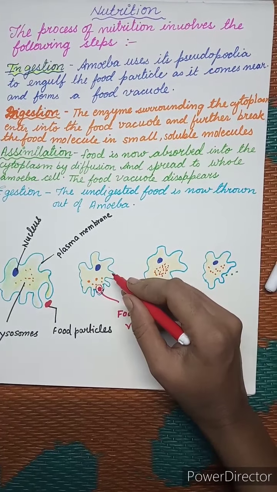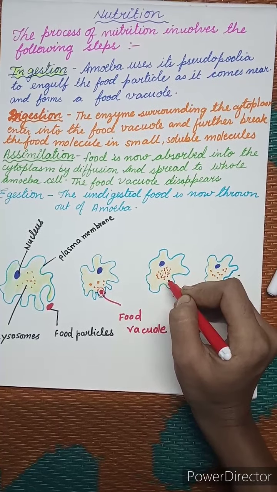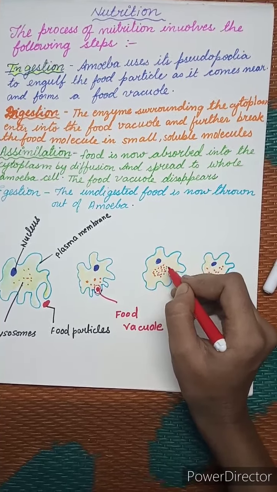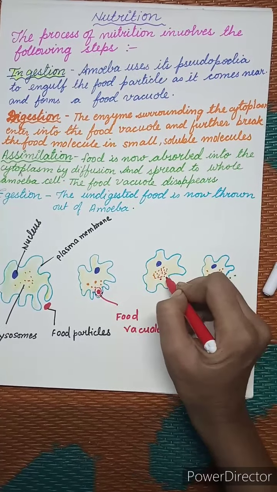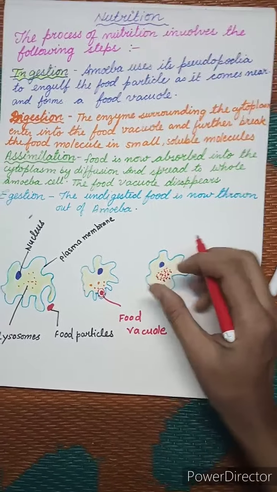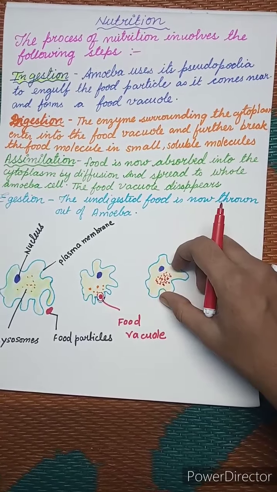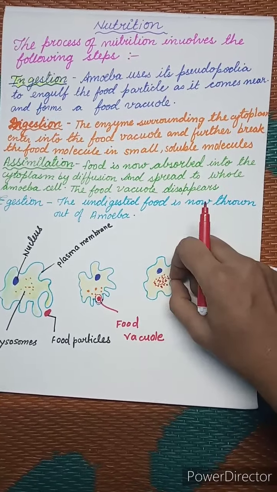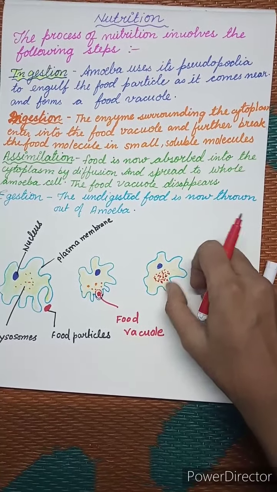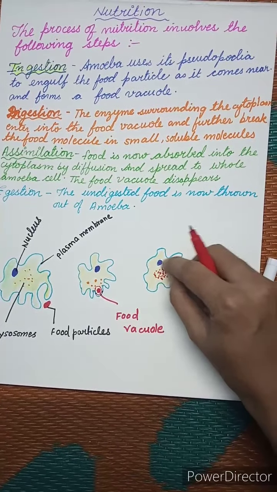In this way it will absorb it. This will be absorbed in the cytoplasm by the process of diffusion. You can see the small spot of the food vacuole. This vacuole has now become a part of the amoeba because it is ingested, and it is absorbed in the cytoplasm by the process of diffusion and spreads in the whole of the amoeba cell.